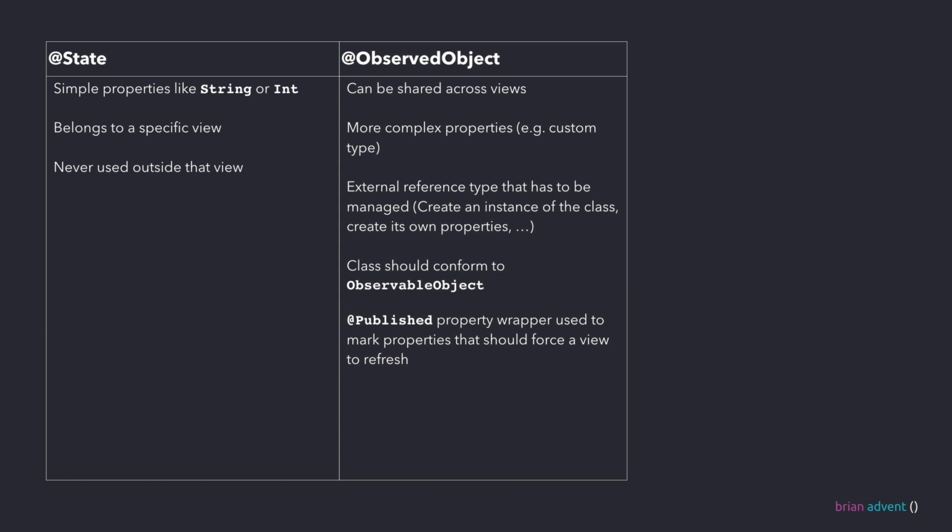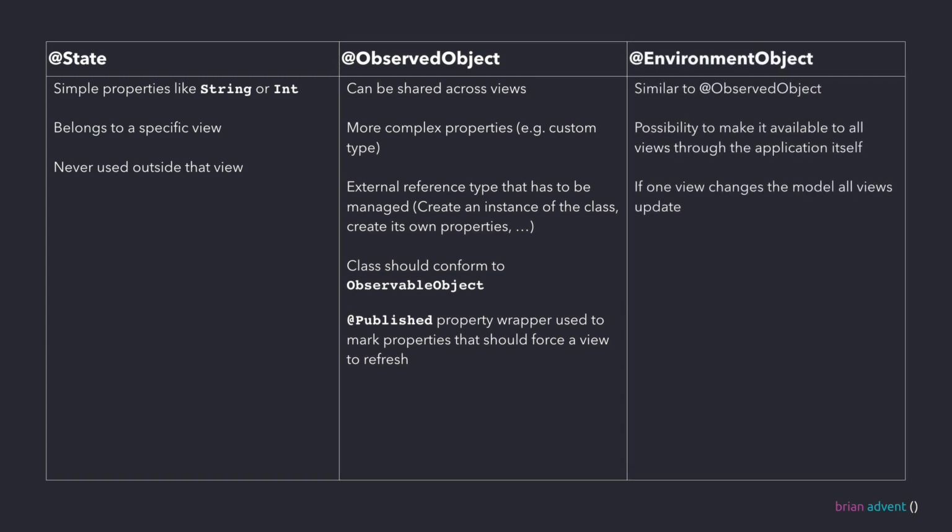And the last property type that I'd like to show you is EnvironmentObject. That is very similar to ObservedObject, but it has the possibility to be made available to all the views throughout your application. And this is a very quick and very easy way to, for example, pass along settings or other kinds of important data that needs to be available in all of your views. And if one view changes the model, all views are updated.